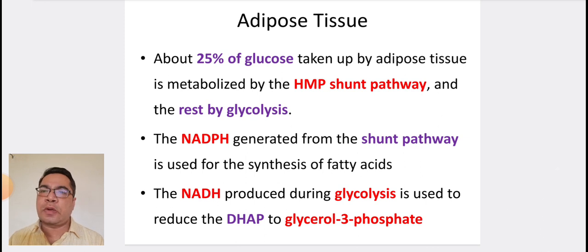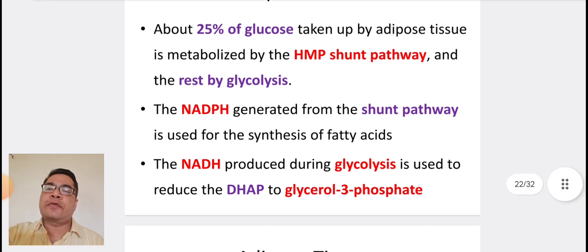About 25% of glucose taken up by adipose tissue is metabolized by the HMP shunt pathway and the rest by glycolysis. The NADPH generated from the shunt pathway is used for the synthesis of fatty acids, whereas NADH produced during glycolysis is used to reduce the DHAP to glycerol 3 phosphate.